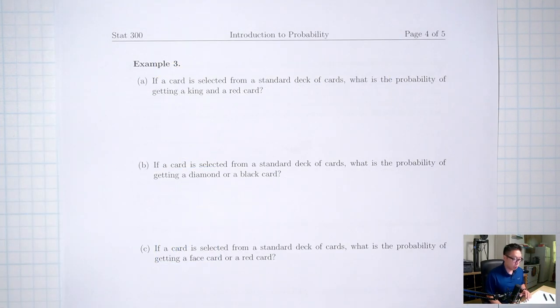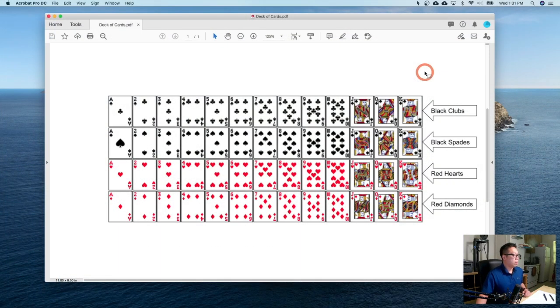For example 3, we'll be working with a deck of cards. So let's first talk about what a standard deck of cards looks like. Here's a standard deck of cards. I'll include a link to this picture on every question that you'll need it on. Notice that there are black cards and there are red cards.